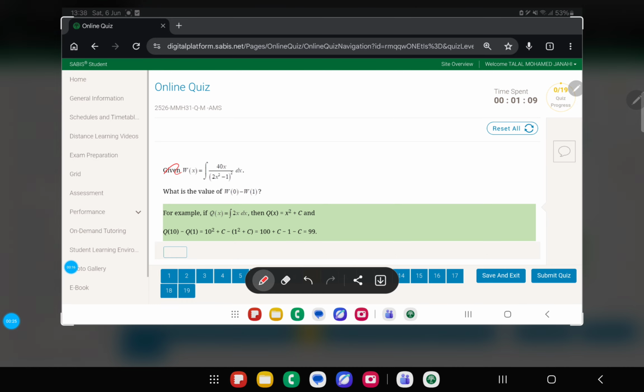Basically, you have the integral. Given w of x equals integration of 40x over (2x squared minus 1) squared dx. Now, before anything, I just want to introduce something to you. We have du over the derivative of u, okay? Now, all of this is equal to dx. So you see this dx over here? Yeah, this dx is equal to du over the derivative of u.